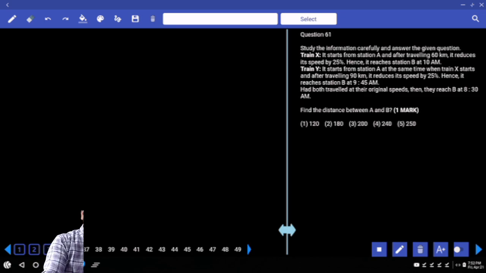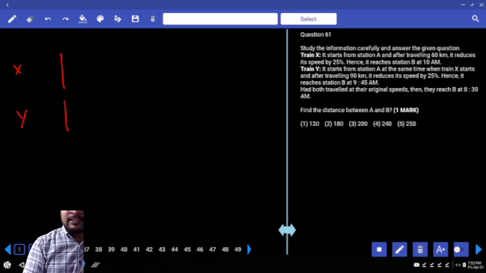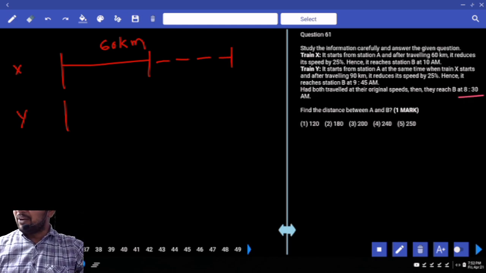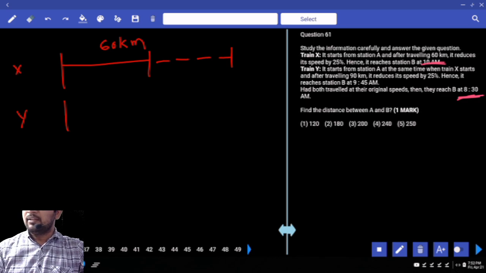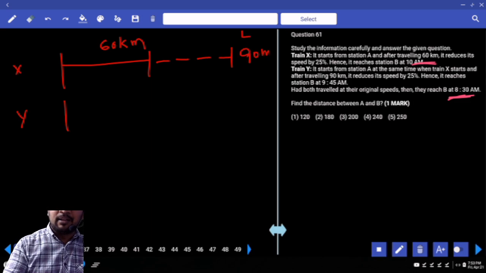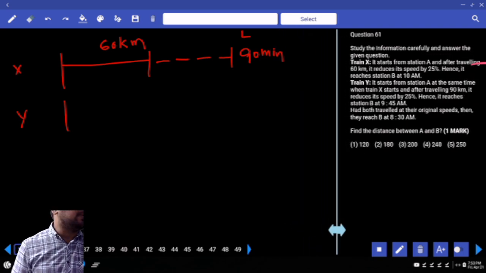Okay, no problem. So train X, train Y, both started at the same time. Train X, after traveling 60 kilometers, reduces speed by 25% and reaches the destination at 10 am. Actual time is 8:30, but he reached at 10, so late by how many minutes? 90 minutes, na? Late by 90 minutes. Why late? Speed is reduced, na? How much reduced? 25%. 25% is nothing but 1 by 4. Original speed is 4 parts. 1 part reduced, new speed is 3 parts.